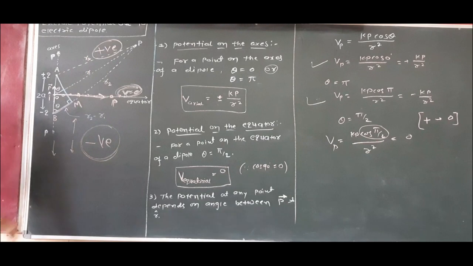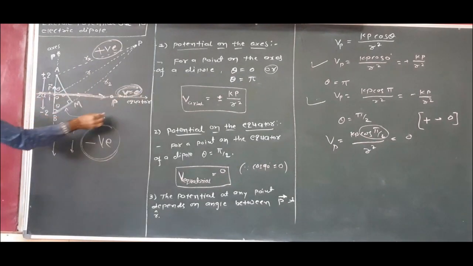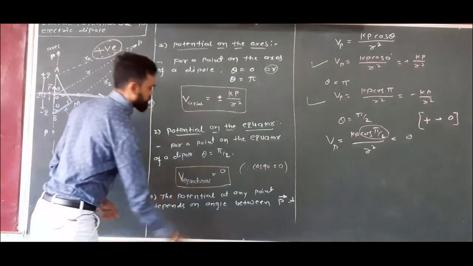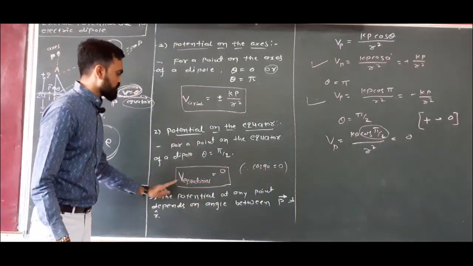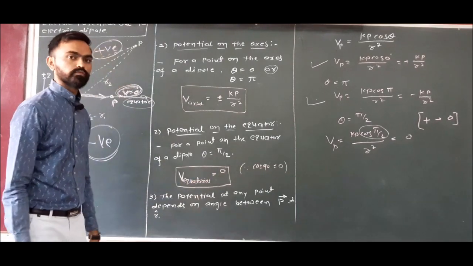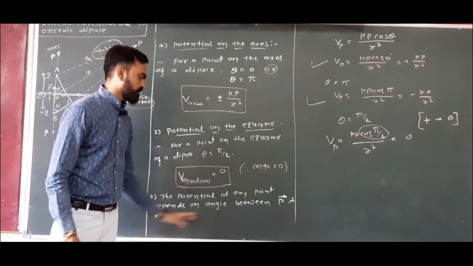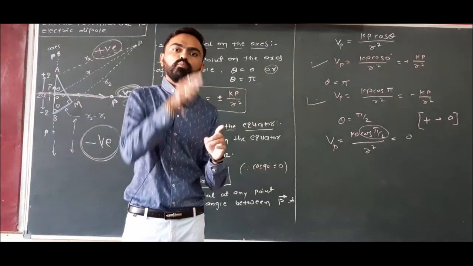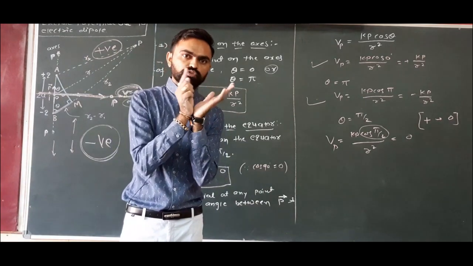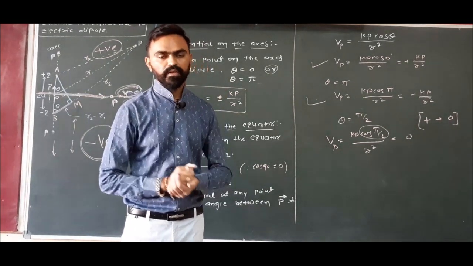Got it? Right? Take any point exactly at the midpoint line, which we call the equator, your potential is 0. We call it V equatorial, or potential on the equator is equal to 0. How can that be? Because the potential at any point depends on the angle between the distance of the point you choose and the dipole moment. Are you getting my point? It depends on the angle between these two, r and dipole moment p. Okay?